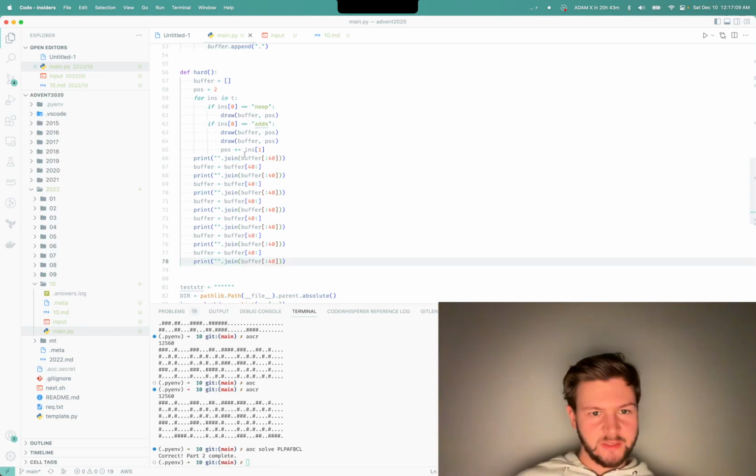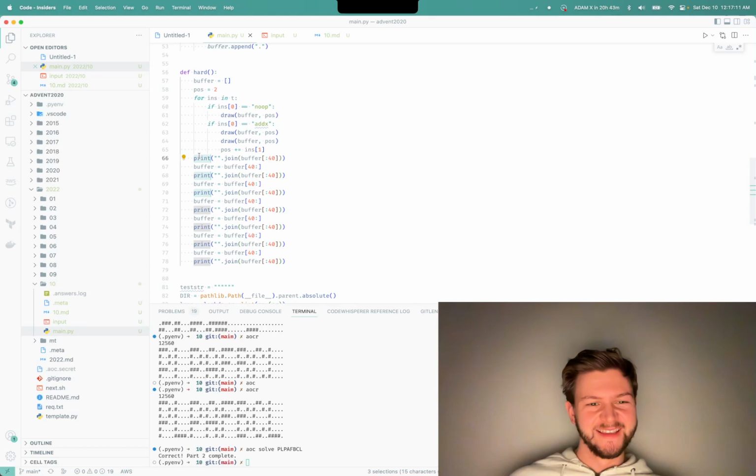So how often do we do this print? Let's turn this into a loop 7, I guess.